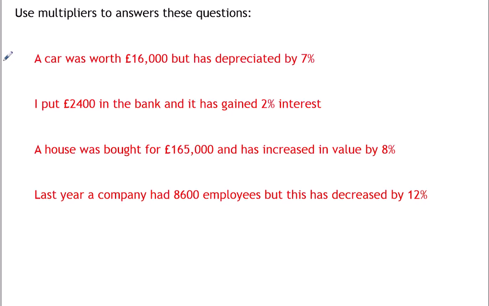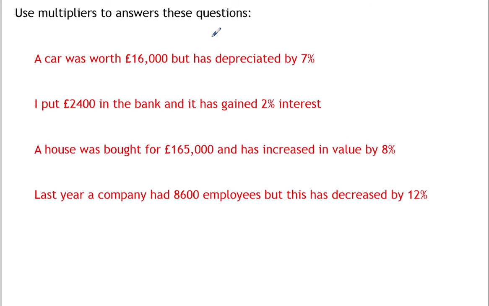Right, have a go at these questions, write them in your book, use multipliers, so add or take away from 100 like we were just doing, to go straight to your final answer. Use a calculator, so if you haven't got a calculator with you, go and find one. When you're ready and you've done the 4 questions, press play and I'll do them with you.